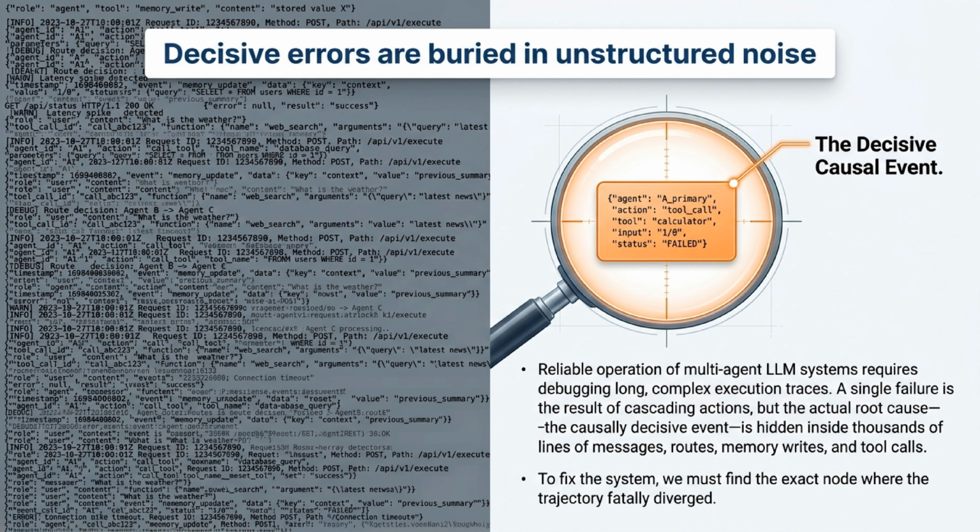Let's look at the core of the problem. Reliable operation of multi-agent LLM systems requires us to debug long, complex execution traces. We know that a single failure is usually the result of cascading actions, but the actual root cause, that causally decisive event, is completely buried inside thousands of lines of unstructured noise like messages, routes, memory writes, and tool calls. To actually fix the system, we have to find the exact node where the trajectory fatally diverged.